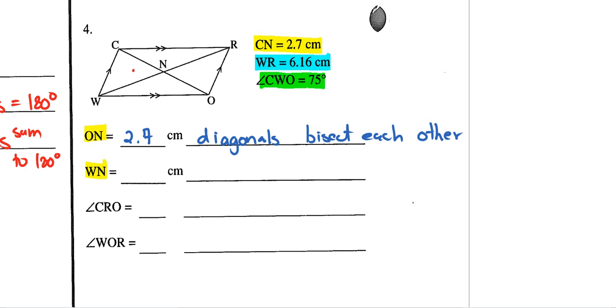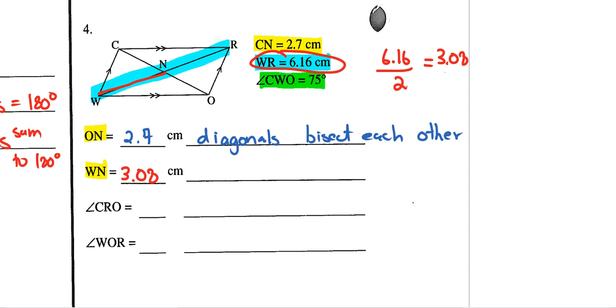Now WN right here, that's this length right here. We know that this entire length WR is going to be 16.16. So WN, which is simply half of that, we just take 16.16 and divide that by 2, and we get 3.08. So this is going to be 3.08 centimeters. And once again, we can just say that diagonals bisect each other, so this is half of 16.16. All right, great.